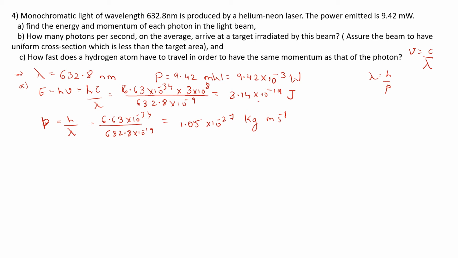Why? Because momentum is equal to mass into velocity. Mass is in kg, velocity is in meter per second. So kg meter per second. So this is what? Momentum. This is what? Energy. So this is the first one.